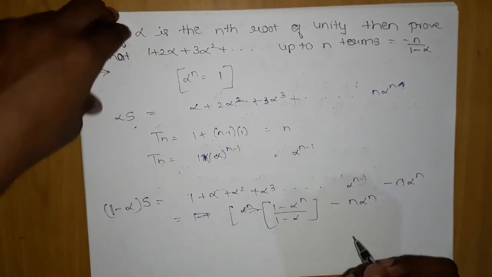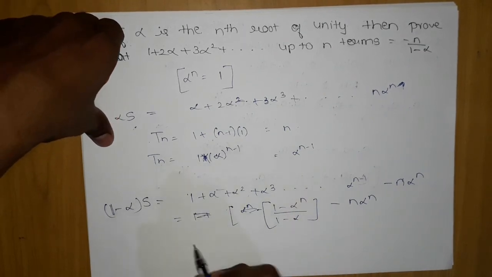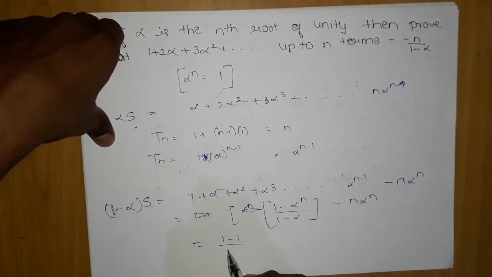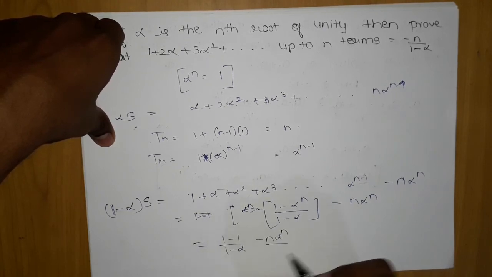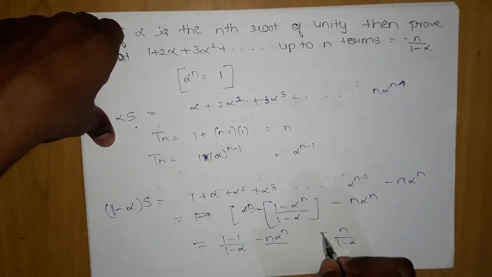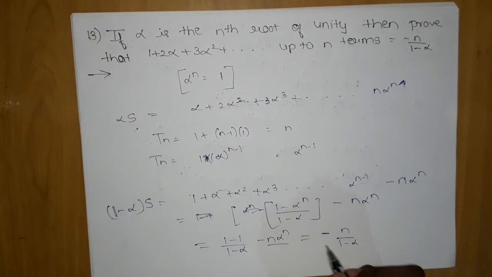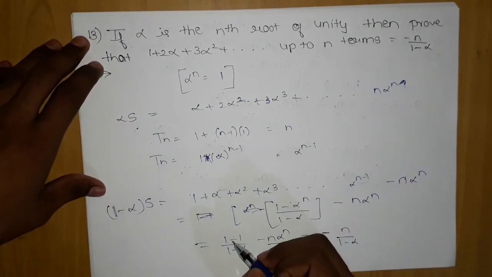So the idea is that alpha power n is 1. I am substituting that: 1 minus 1 upon 1 minus alpha minus n into alpha power n, which is nothing but 1. I will substitute that. It is equal to 0, and this is nothing but n. If I move this here, what I get is 1 minus alpha. So hence proved. It is equal to minus n upon 1 minus alpha. If I substitute, it becomes 1 minus 1, 0.